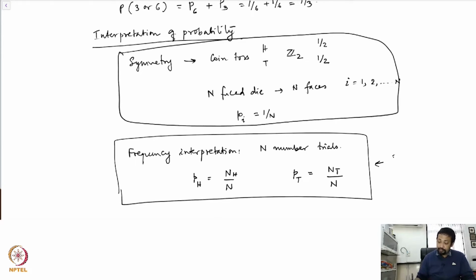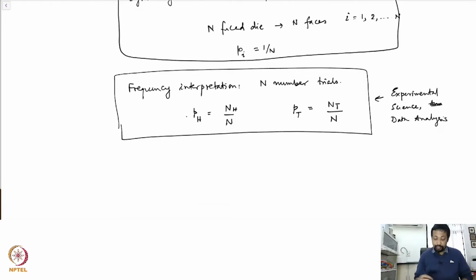Most often in experimental science as well as in data analysis, this is the interpretation that you see. The frequency interpretation is the interpretation that is most often used. So in the frequency interpretation, for any outcome A, the number of times that outcome appears divided by the total number of trials is the probability of this.